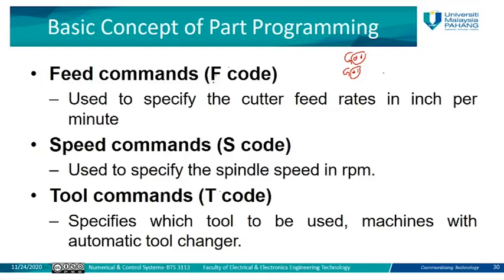So we have the letter here as address, and after the address we have a number. This number represents, or is generated by using, an equation, and usually it is predefined in the program. So for example, if I want to produce this product, I need to use, for example, F equal to 25. So for the whole program, I am going to use F25. Okay.